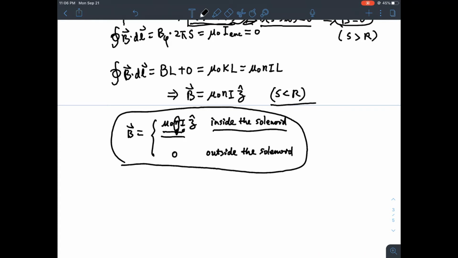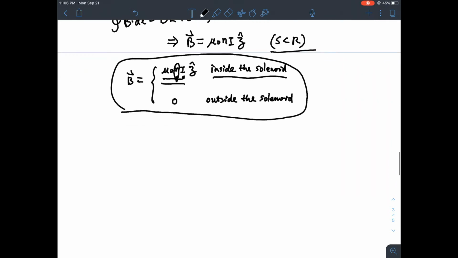The book also has another example, talking about how to calculate the magnetic field of a toroid. I will not discuss it here. If you want, you can take a look to get a better understanding of this.